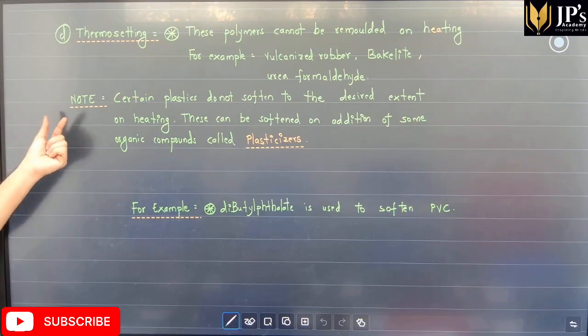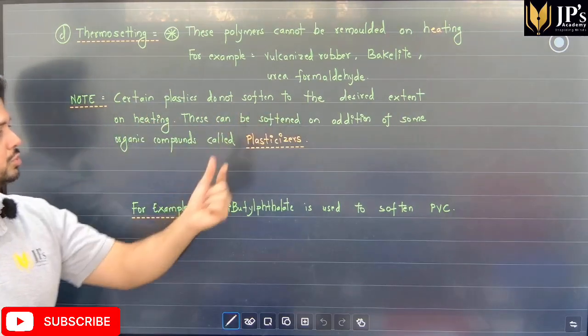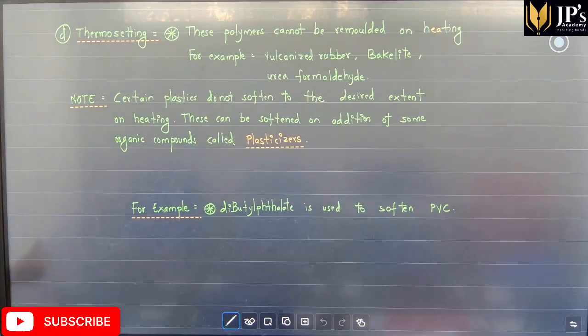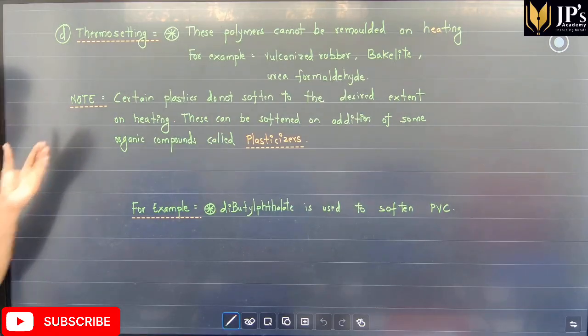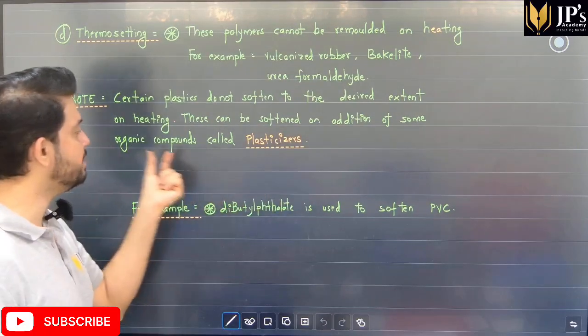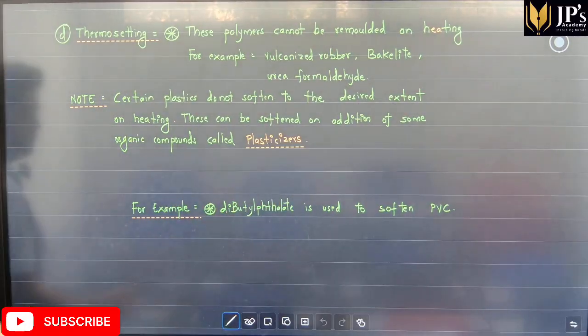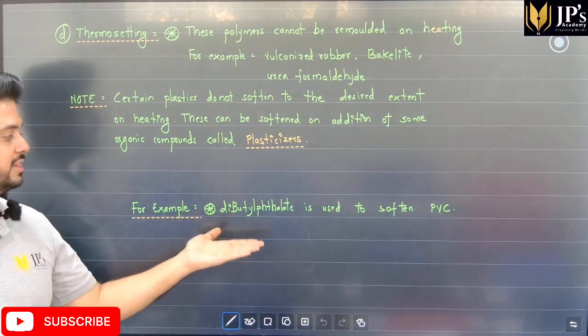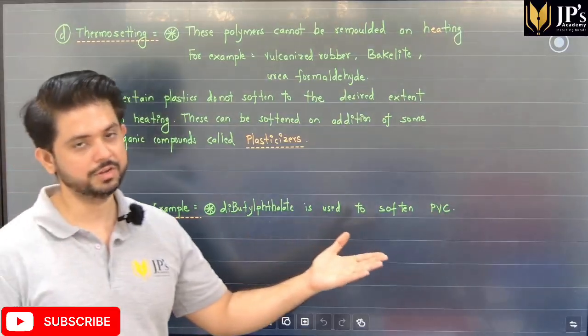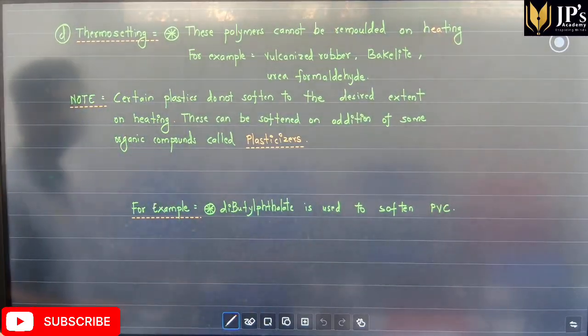Now, there are certain plastics which do not soften on heating to a desired extent. They can be softened by adding some important organic compounds which are called plasticizers. For example, dibutyl phthalate is used to soften PVC.